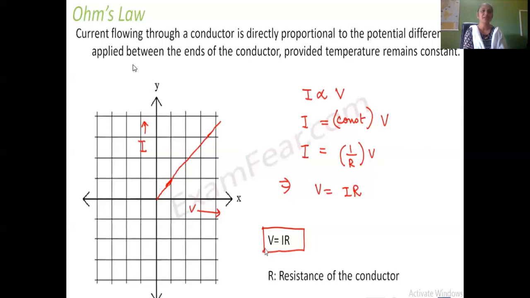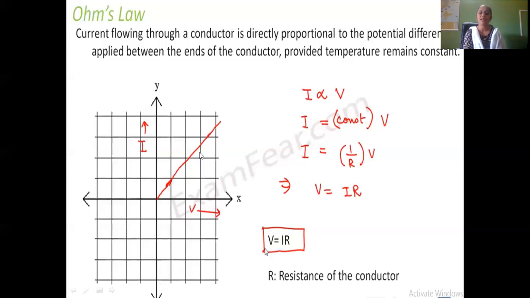So what he has mentioned: current flowing through a conductor is directly proportional to the potential difference applied between the ends of the conductor, provided temperature remains constant. So temperature and physical condition should remain constant. He performed one experiment with different voltages. First, he took 1 volt and checked the current, it was 2 ampere. Then he took 2 volt, and he observed 4 ampere, and then he took 3 volt, and the current also increased.